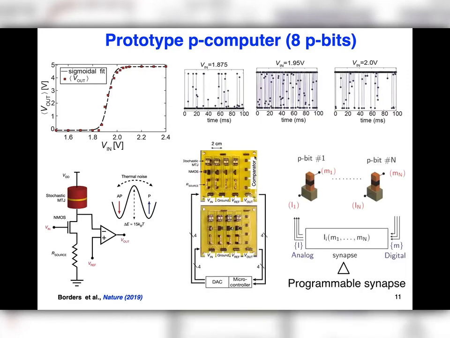So this is our chip. You see a PCB with 8 of these MTJs, but it's really the same architecture I showed you earlier, where these MTJ-based p-bits talk to one another through a microcontroller, which was selected for experimental ease. And then there's a programmable synapse that connects these 8 p-bits to one another.